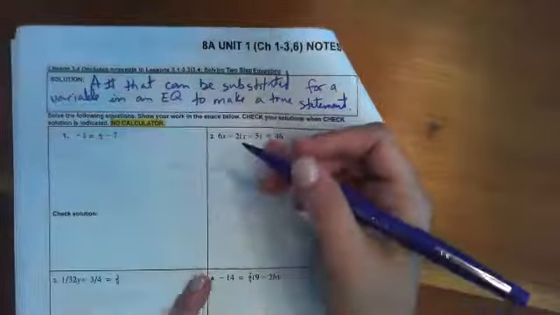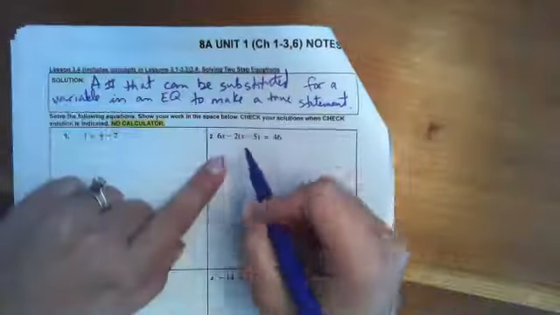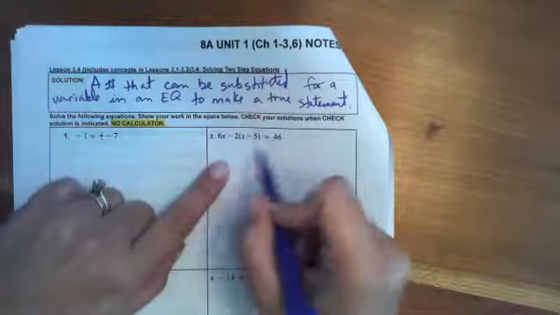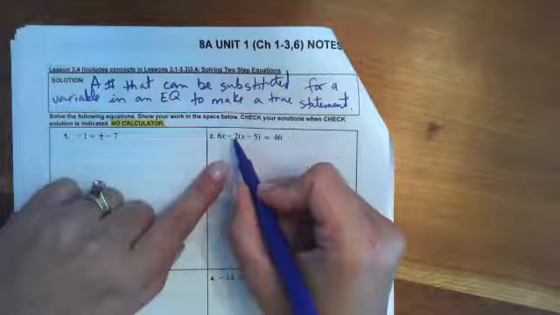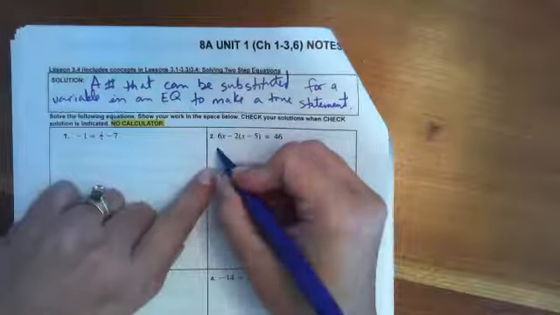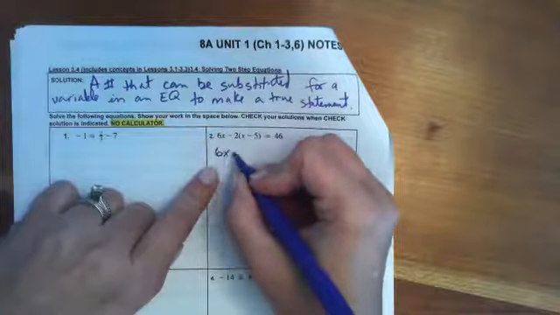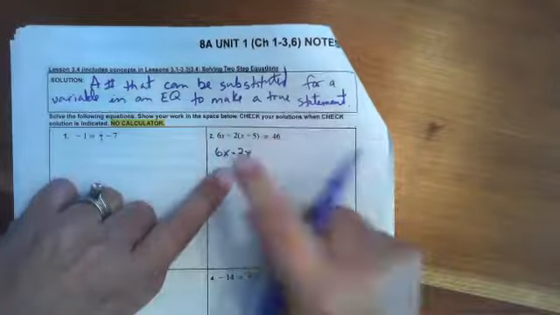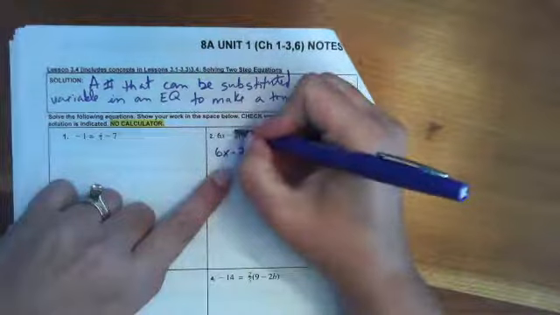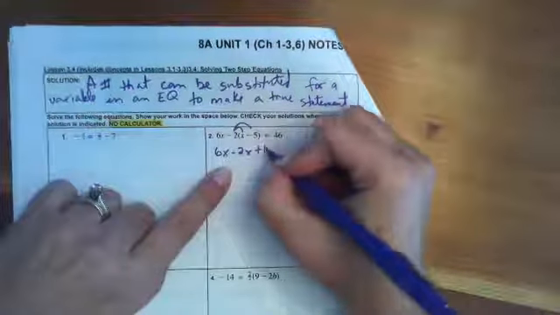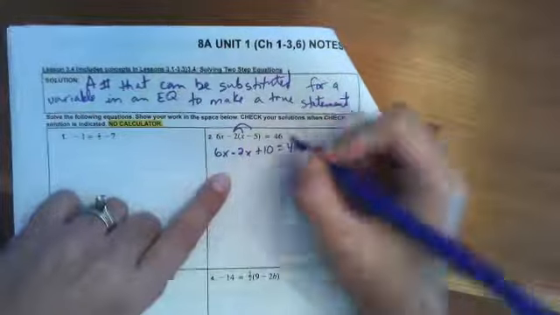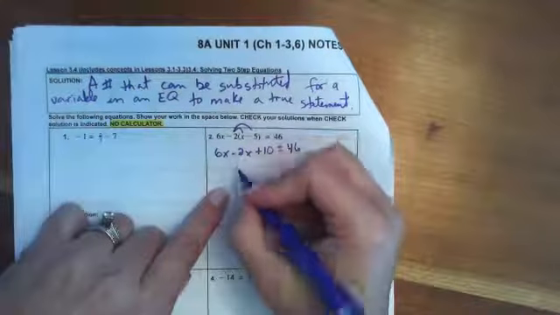This first one, we won't do that. So the big mistake a lot of people make with this first type of problem is that you're not distributing the 2, you're distributing the negative 2. So we have 6x, negative 2 times x is negative 2x. Again, we're distributing that negative 2. So negative 2 times negative 5 is plus 10. Equals 46.